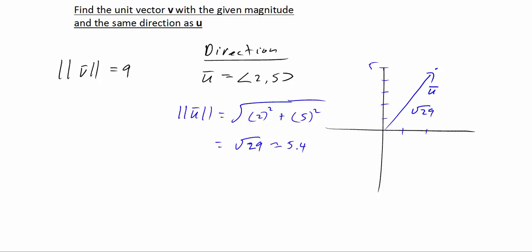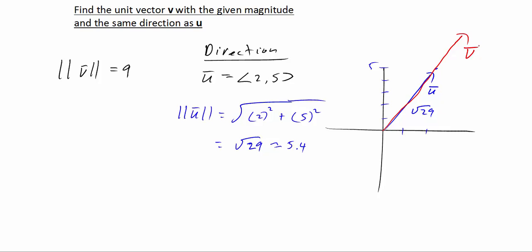So what we want to do now is find a vector that's going to have a magnitude of 9. So that means this vector is going to go out. This is only roughly 5, so if we want a vector that has a magnitude of 9, then it's going to go like this, roughly to right about here. So this is our vector v that we're looking for.